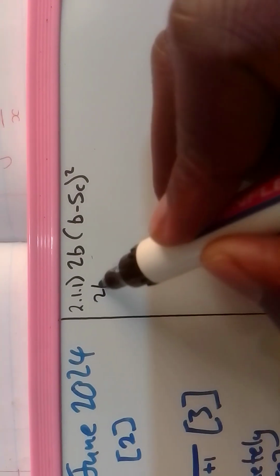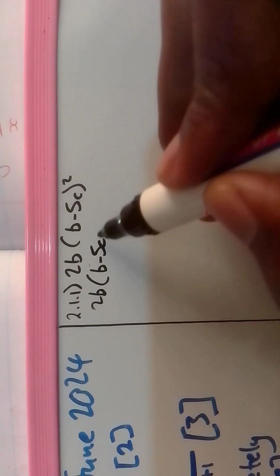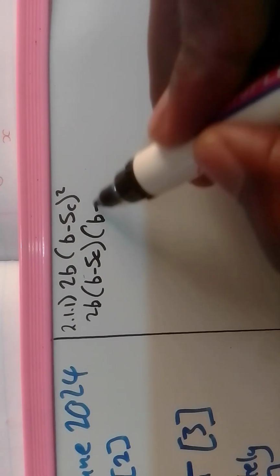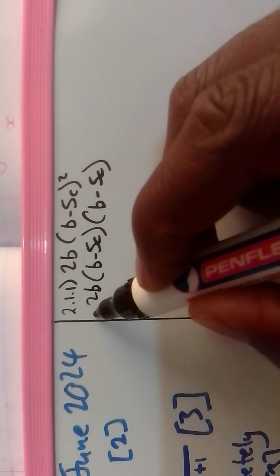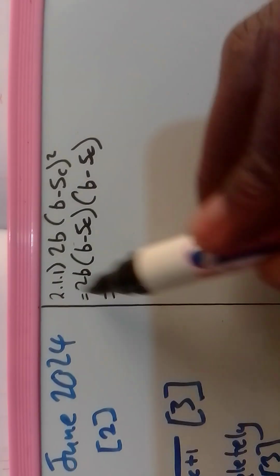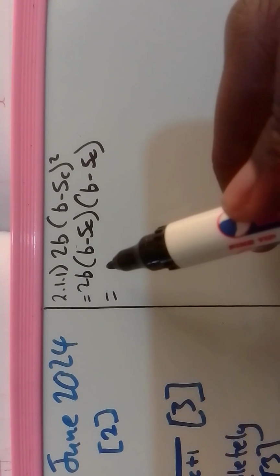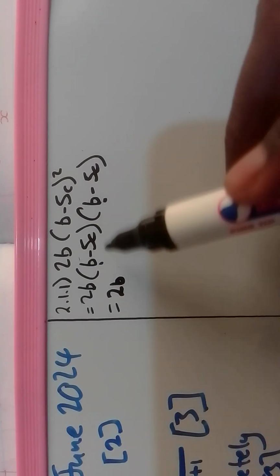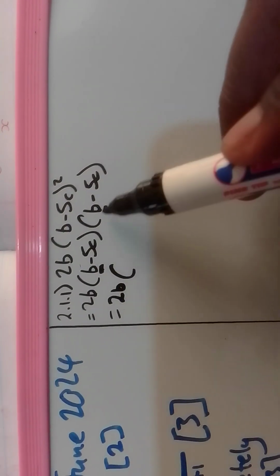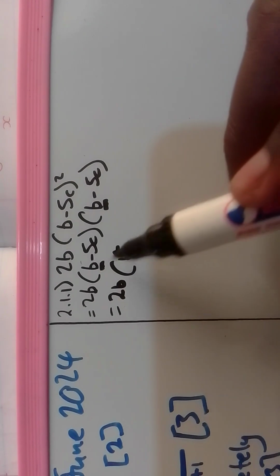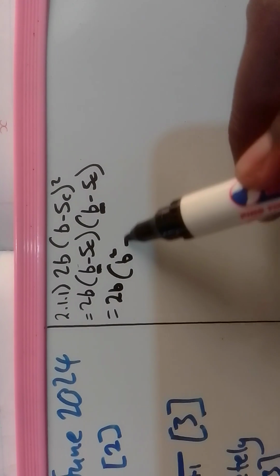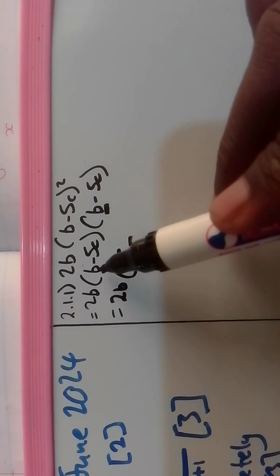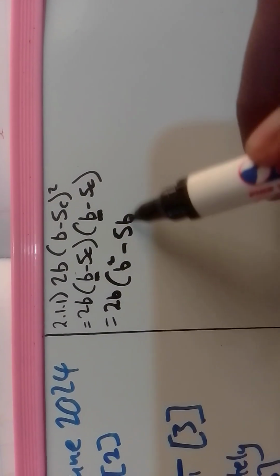So let's answer. So I start by saying that I've got 2b open bracket b minus 5c and open bracket again b minus 5c close bracket. Now I write my equal sign. Now with this 2b, I'm not going to do anything at this point in time. I'm just going to say 2b. Then now I start to multiply these, which are in the brackets. So now b multiplied by this b, it gives me b squared. And positive times negative, I get a negative sign. 5c multiplied by b, it gives me 5bc.